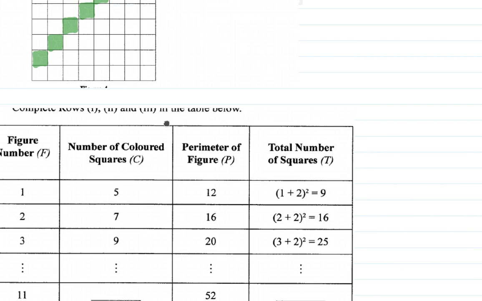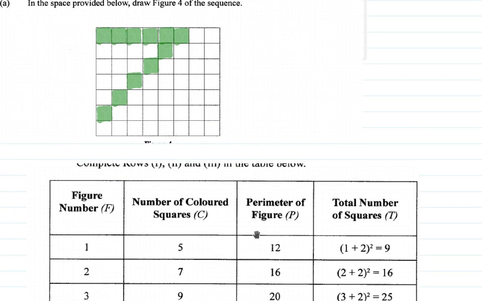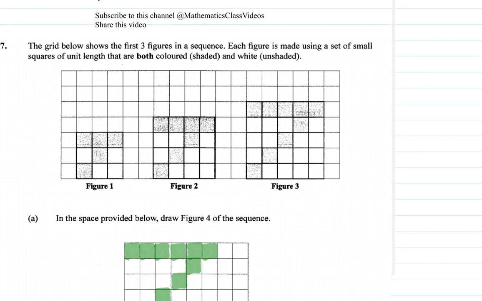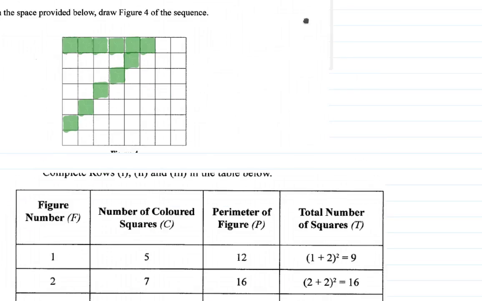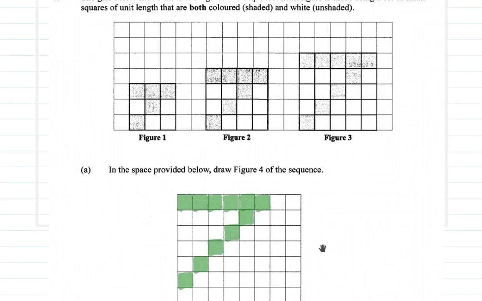Here now, number of colored squares in figure 2 is 7. So the colored squares in figure 2, you have 1, 2, 3, 4, 5, 6, 7. Okay. And they say the perimeter is 16. So you have 4 going across. So it's 4 plus 4, 8, plus 4, 12, plus 4, 16. Okay, good. And then total number of squares, 16. 2 plus 2 square, which is 16. Alright. 4 by 4. You have a total of 16 squares.